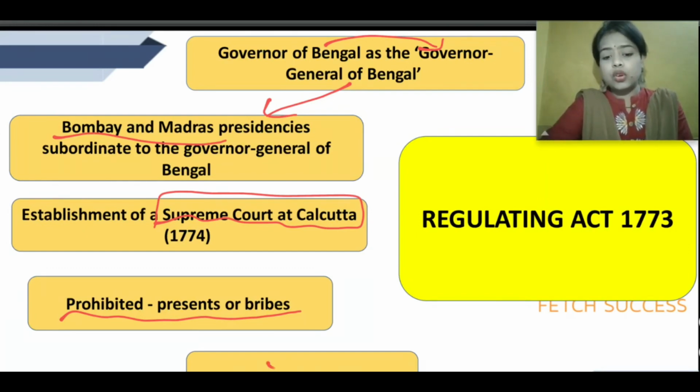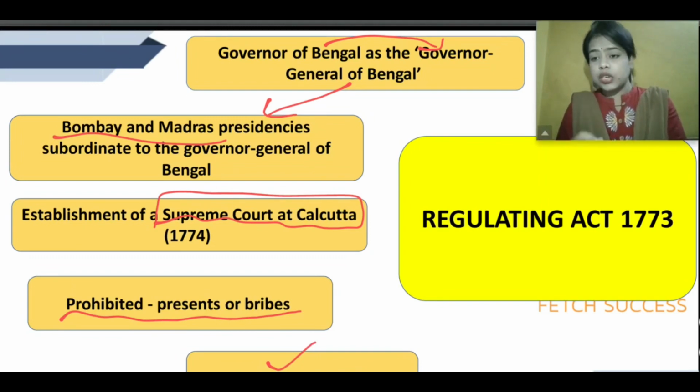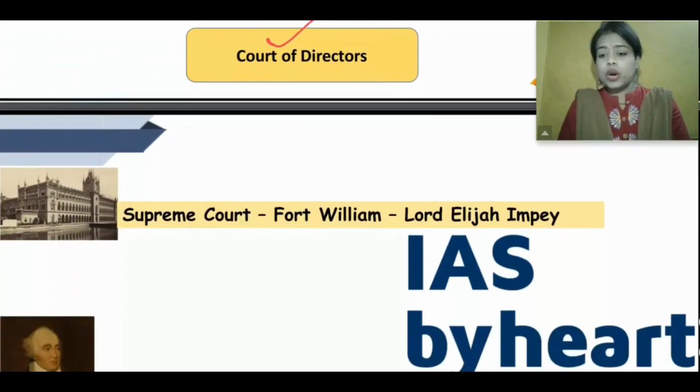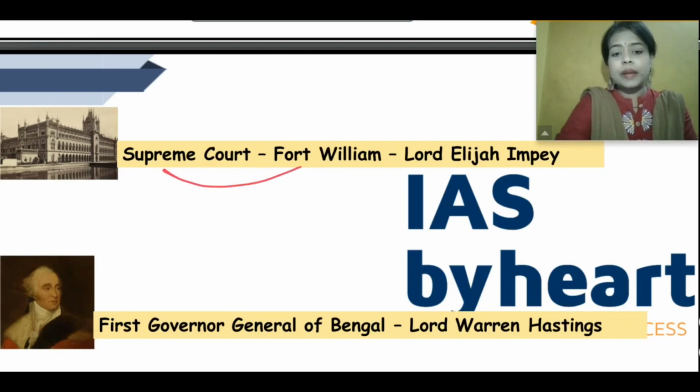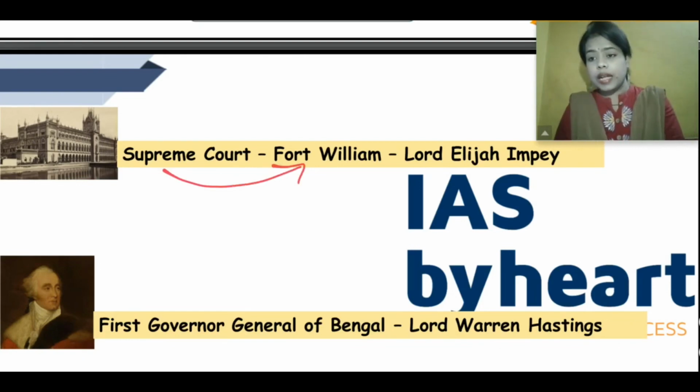And finally, the Court of Directors to advise the governor general of Bengal because the work functions and the territory were increasing. So two other points which are important for the exam: the Supreme Court was established at Fort William in Calcutta. This was a building which was already existing there.